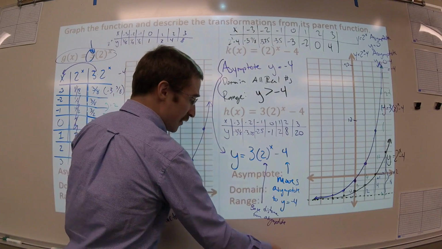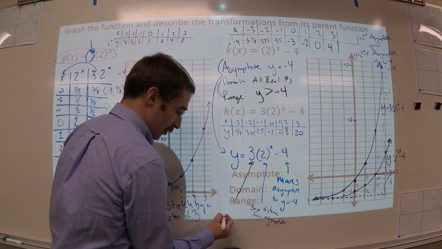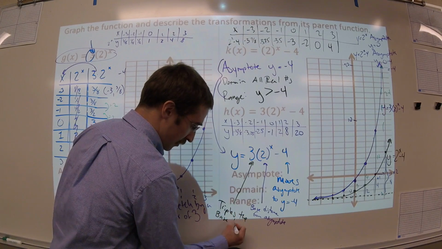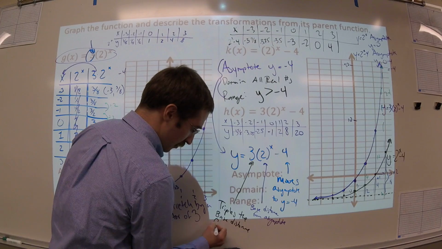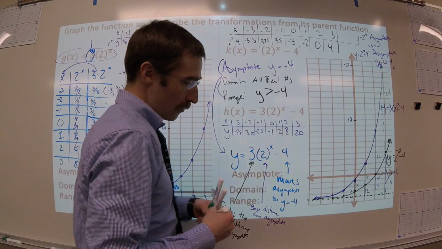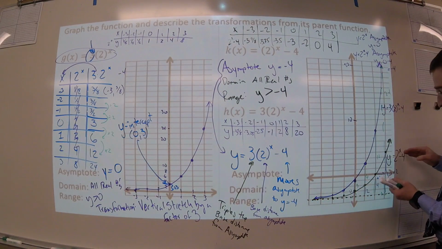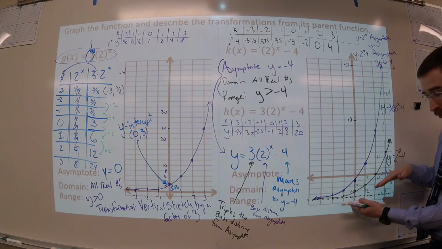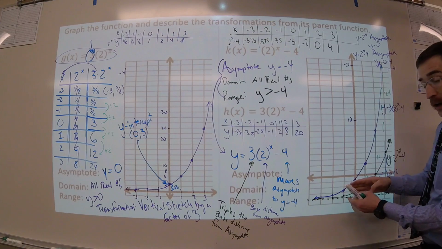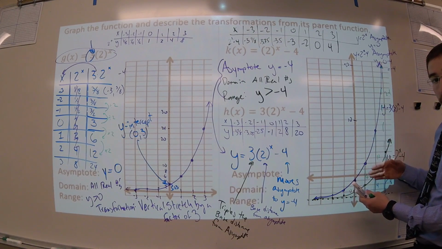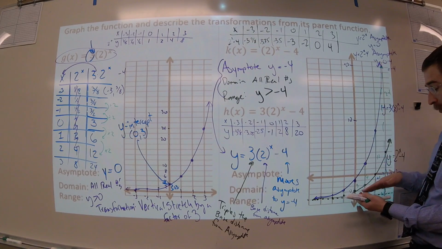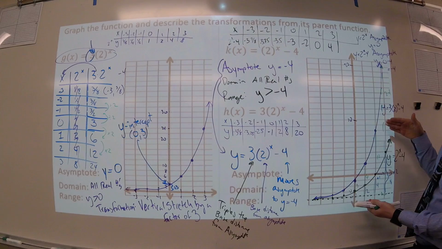And then what this 3 is doing, this 3 triples the base distance from the asymptote. Sorry if I'm writing off the screen there. But when we just had the 2 to the x minus 4, the distance from the asymptote went from 1, 2, 4, 8, doubling because the base is 2. Now, when I have 3 times 2 to the x minus 4, the original distance being 1, 2, 4, 8, is now tripled. The distance is 3, 6, 12, 24.